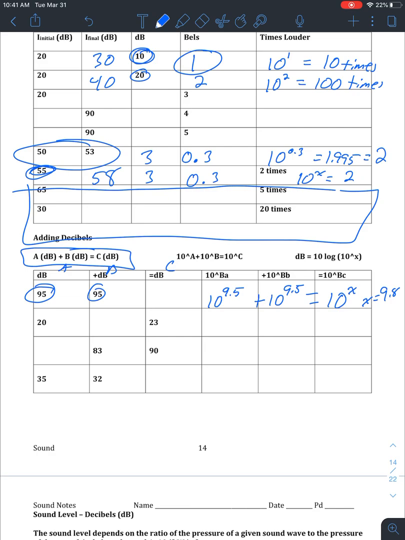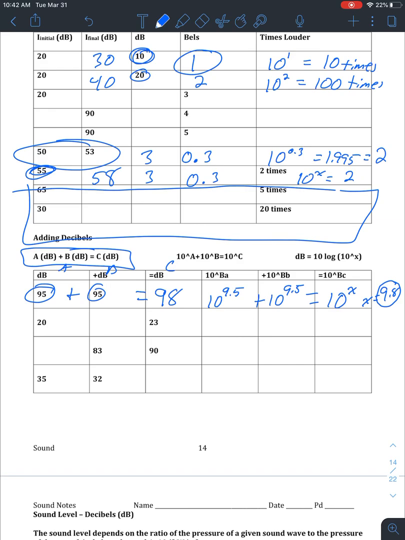Well, everybody knows 9.8 is gravity, right? What a coincidence. That is just a coincidence. This has nothing to do with gravity. Loudness is not directly related to gravity. So if we have this 9.8, that's 9.8 bells, which is going to be equal to 98 decibels. So this is a case where 95 plus 95 will equal 98 because we're looking at a different scale. It's not a linear scale.